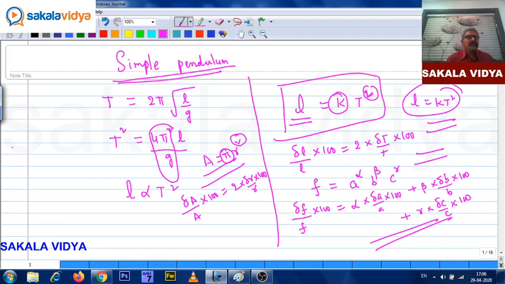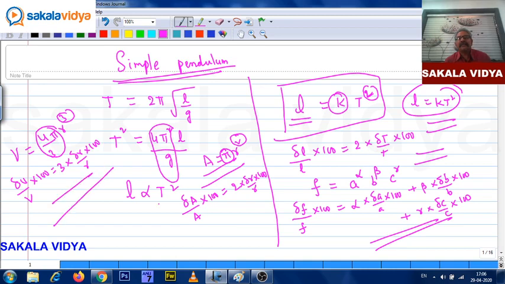For example, volume of the sphere, V is equal to 4/3 pi r cube. Now, tell me what is the percentage error in V? That is delta V by V into 100 is equal to, this is constant, leave it, dimension is 3 into delta r by r into 100. So, I will discuss all these shortcuts during the problems.